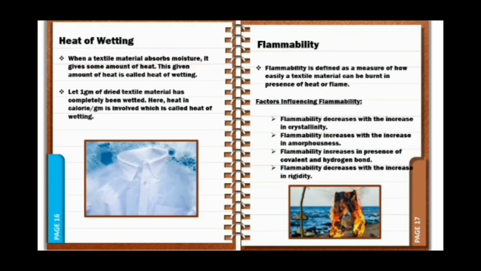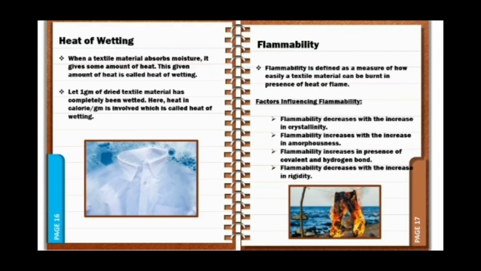Flammability. Flammability is defined as a measure of how easily a textile material can be burned in presence of heat or flame. The weight and weave of the fabric affects how easily a textile material will burn. Generally, untreated natural fibers, cotton, silk, etc. burn more quickly than wool.